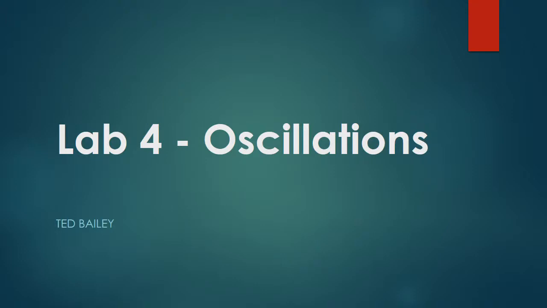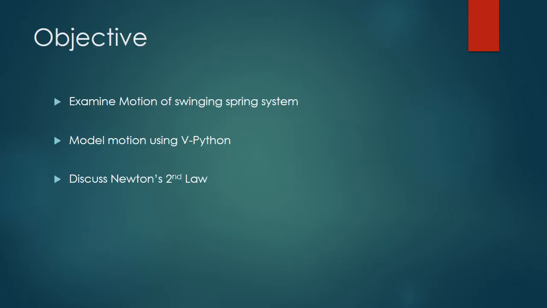This is my lab report for Lab 4, Oscillations. The objectives of this lab were to examine the motion of the swinging spring system, model that motion using VIDLE for Python, and discuss how Newton's second law helps us create and understand that model. So this is what I got when I used Tracker to analyze the motion of the system.